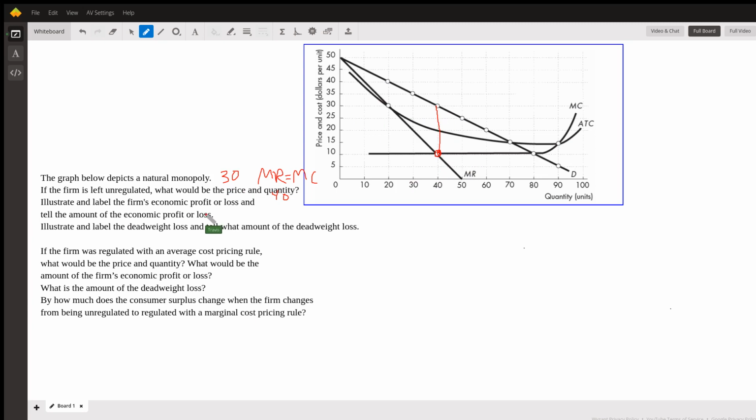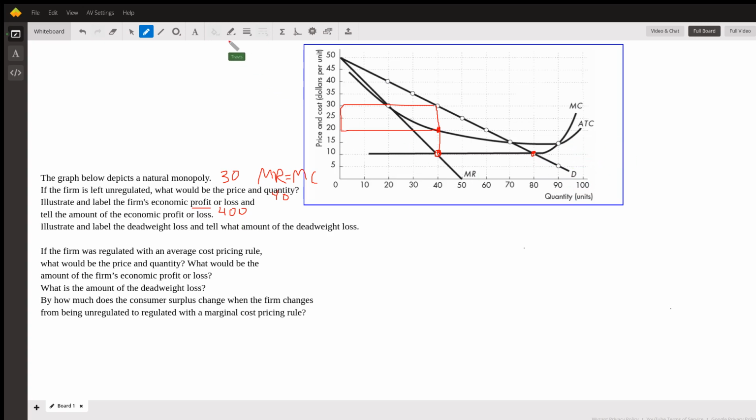Okay, illustrate and label the firm's economic profit or loss. So it's the difference between the price that they charge their customers, which is 30, and the price that it costs them, which is 20. So the illustration is right here. This is their profit. So the profit is $10 per unit times 40. So it's 400 is the profit.